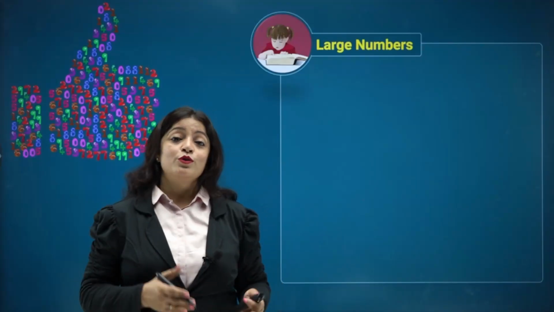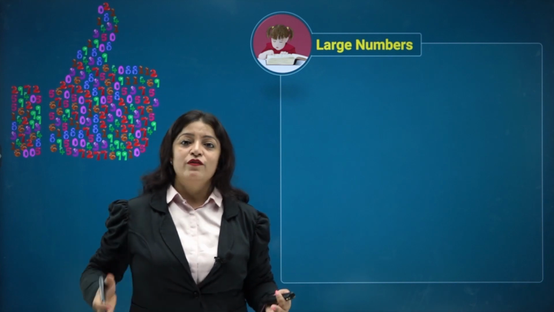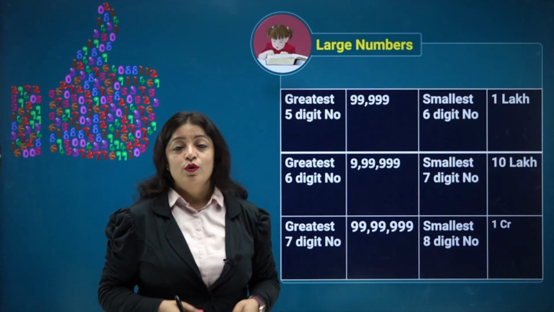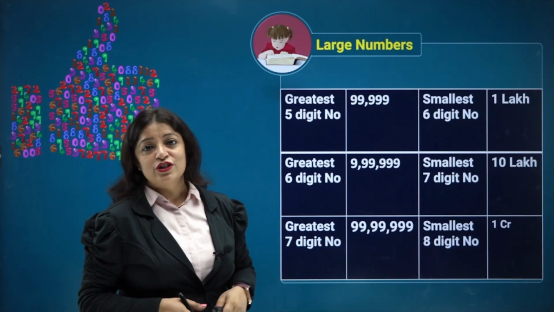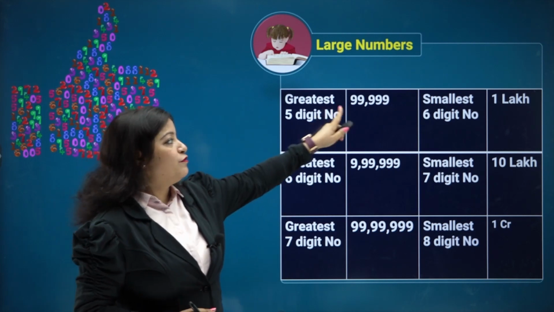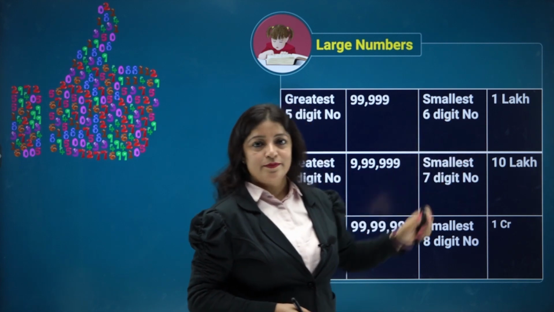Now, coming on to large numbers. Obviously, large numbers may have 5 digits, 6 digits, 7 digits and so on. So, let us see, the greatest 5 digit number here will be 99,999. Adding 1 to it, we get the smallest 6 digit number, which is 1 lakh.